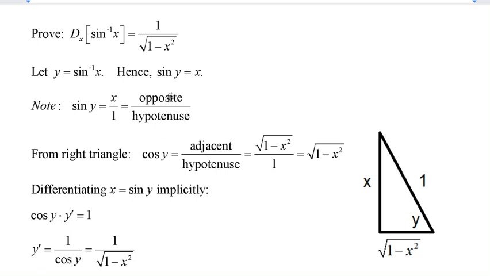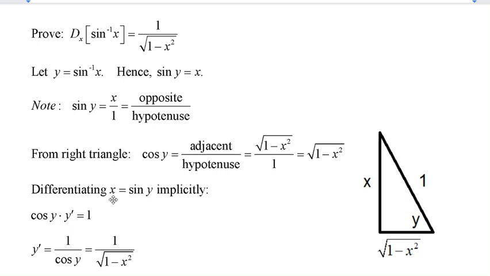Now let's go back to this equation right here. Once again, we're looking for the derivative of sine inverse of x. We let y be sine inverse of x. Then by definition of inverse function, sine of y is equal to x. And so now we have the equation x is equal to sine of y. Let's differentiate this equation implicitly.